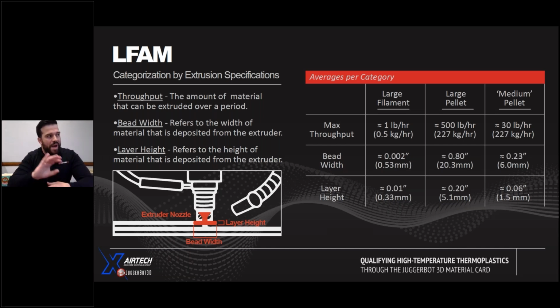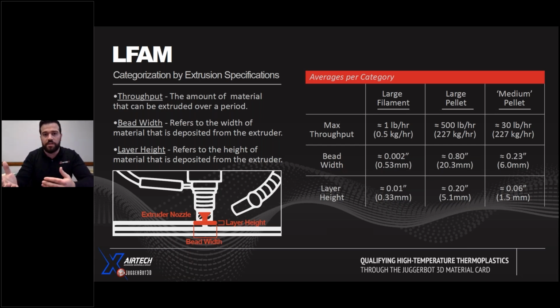And so on the right-hand side here, the chart that we've provided gives you the averages and the comparison of averages between large filament, large pellet, and medium pellet systems. So max throughput, you can see basically in essence, the large filament printers are going to have the slowest throughput. They're going to have the finest bead, or design freedom in the kinds of parts you're going to make. The large pellet systems are going to pump out the most amount of material. They're going to have the fattest bead, the biggest bead, more often than not. And then the medium pellet systems like ours, that's your middle of the road. That's kind of the balance of both things.